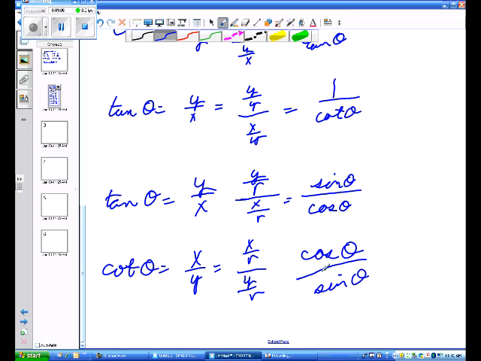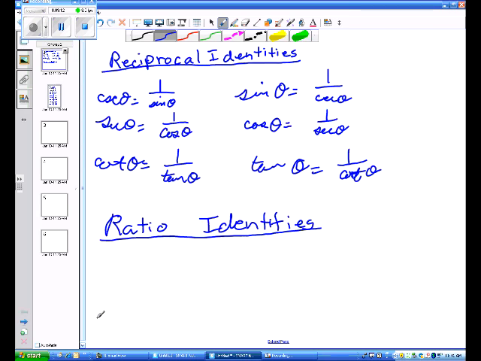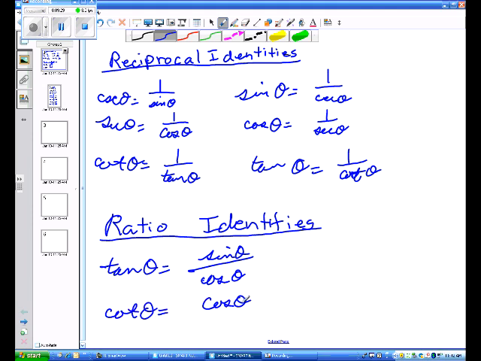So here's a way of expressing tangent and cotangent in terms of sine and cosine. So our ratio identities tell us that the tangent of theta is equal to the sine of theta over the cosine of theta, and the cotangent of theta is equal to the cosine of theta divided by the sine of theta.